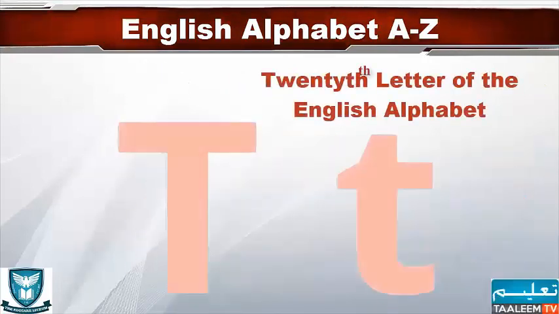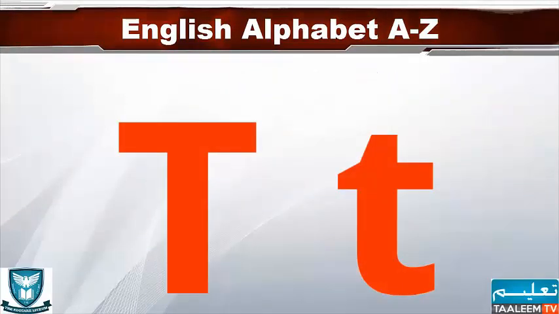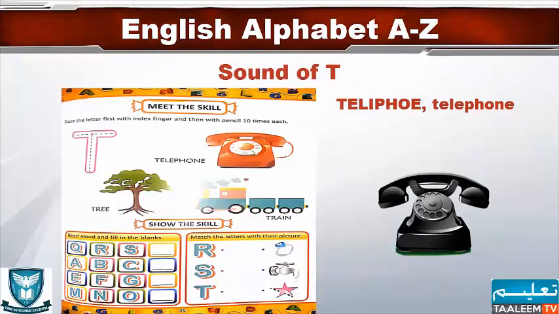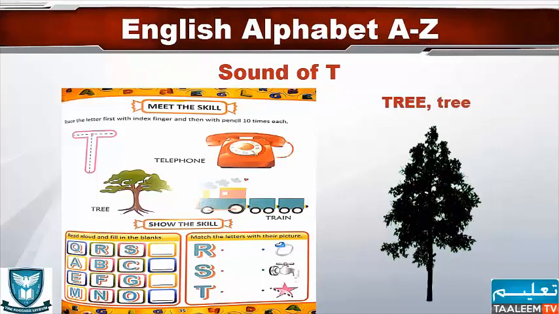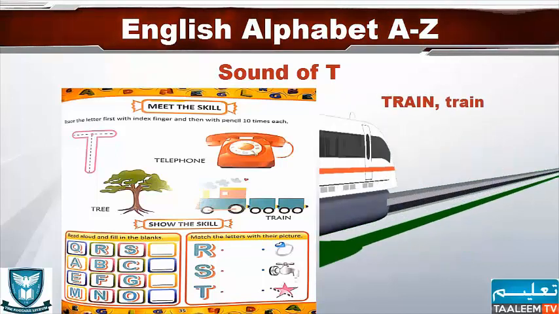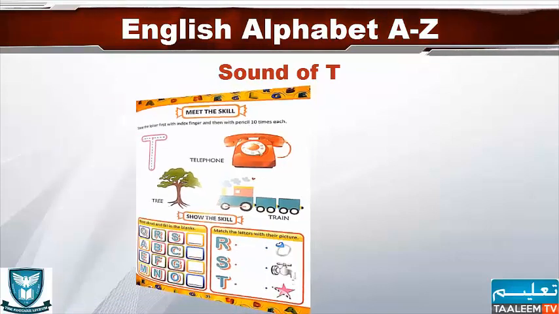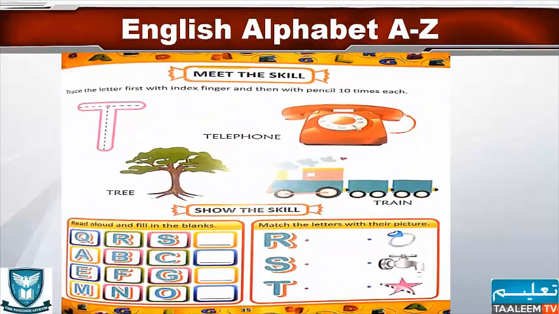T. T gives T sound. For example, telephone, tree, train. Good. Now you can trace the letter T with the help of your index finger 10 times.